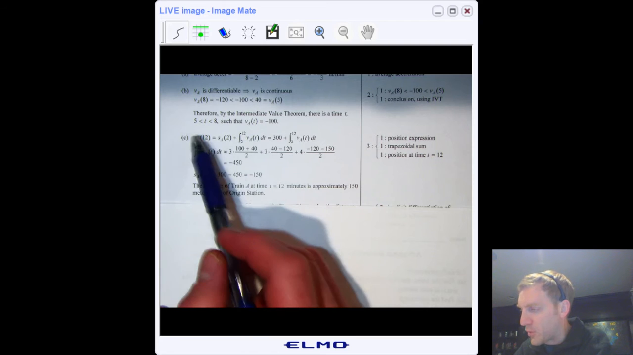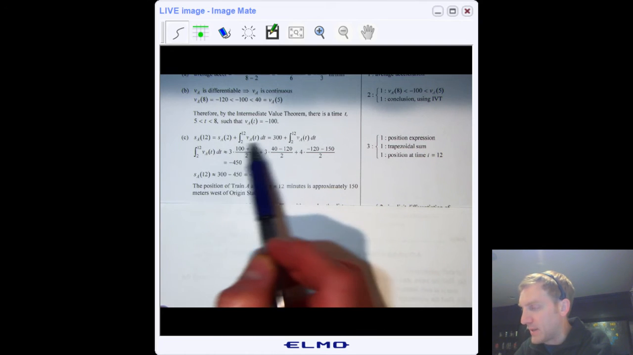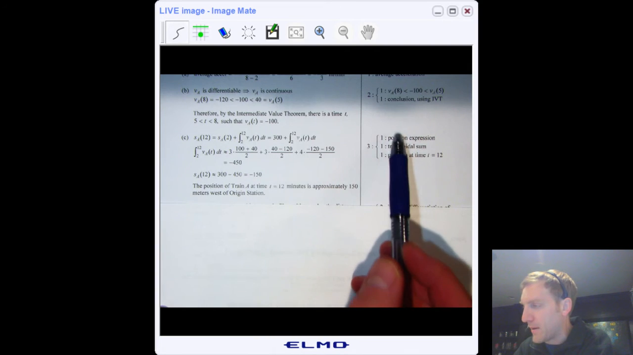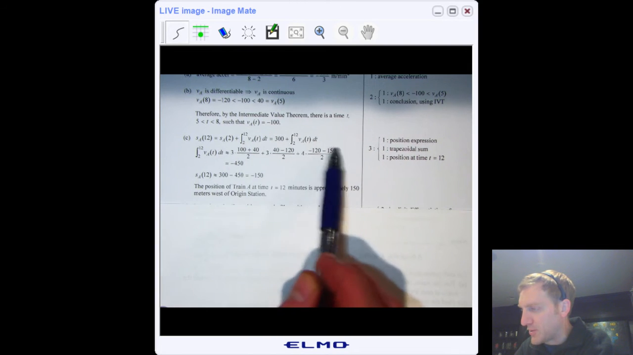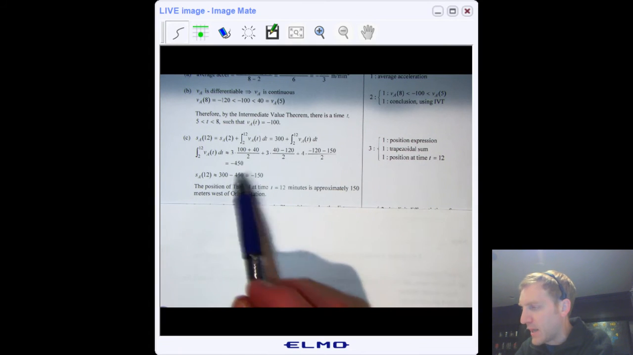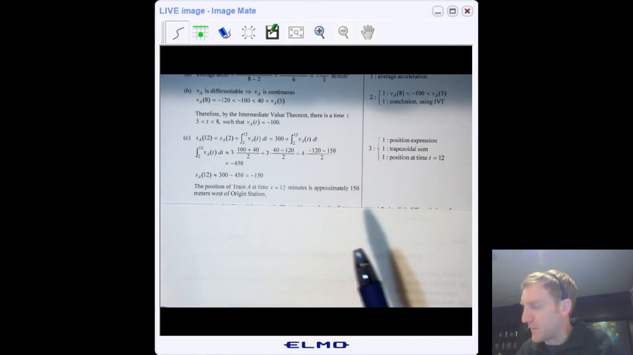C was 3 points. 1 point for an integral involving showing the position. So showing this integral in some form is 1 point. 1 point for doing the trapezoidal sum and getting negative 450. And then 1 point for getting the position at 12, getting the final answer of negative 150.